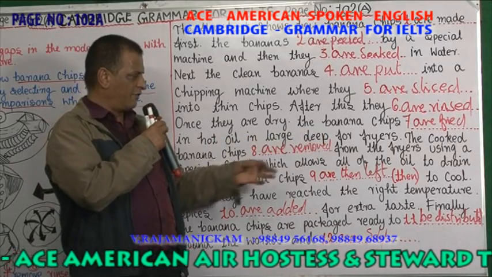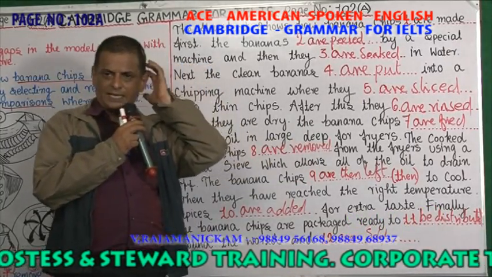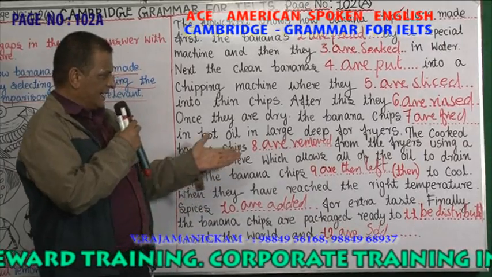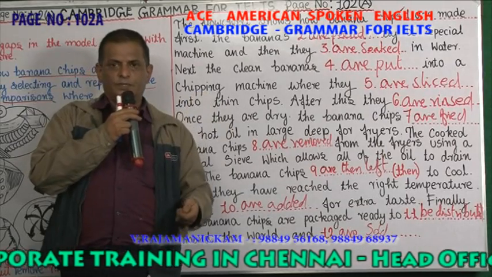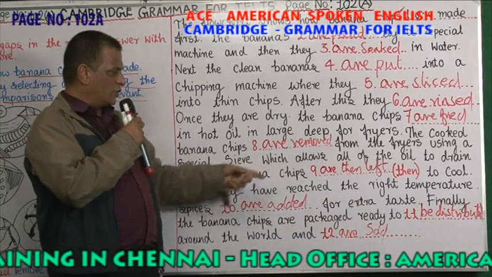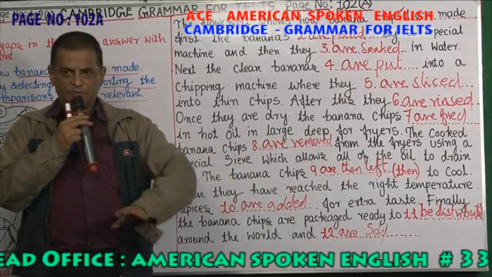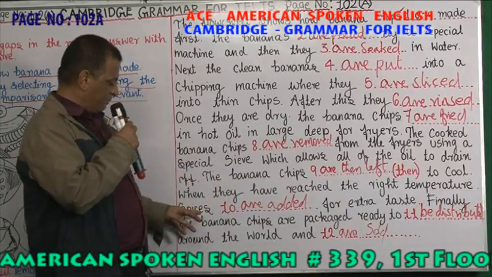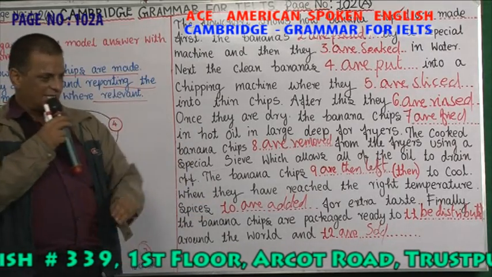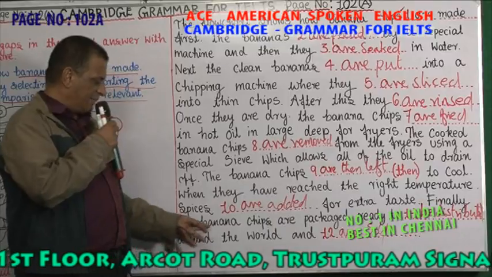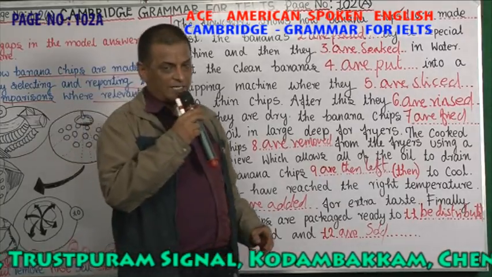In large deep fryers, the cooked banana chips are removed from the fryers. அப்ப சூடாக்கப்பட்ட அந்த நேந்திர வத்தல்கள் எடுக்கப்படுகிறது using a special sieve, ஒரு சல்லடை, which allows all of the oil to drain off. The banana chips are then left to cool. When they have reached the right temperature, spices are added. spices என்றால் காரசாரமான விஷயங்கள் எல்லாம் சேர்க்கப்படுகிறது for extra taste. Finally the banana chips are packaged, ready to be distributed around the world and are sold. அவைகள் விற்கப்படுகிறது.